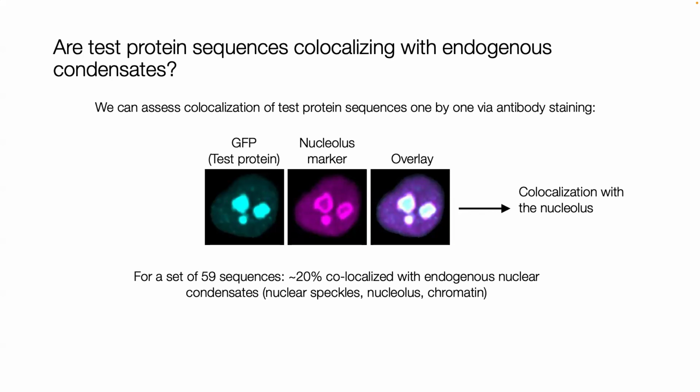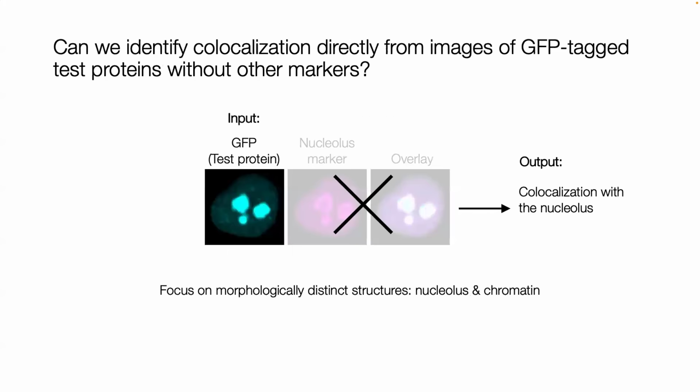But these 59 sequences are not really enough for us to derive sequence trends to understand what are the principles driving co-localization with endogenous nuclear condensates. And for technical reasons that I won't get into, it's relatively non-trivial to actually scale this approach to 14,000 sequences. So what we really wanted is a way to go directly from these images of the GFP-fused test proteins that we already have for our entire library and just use that to assess co-localization.